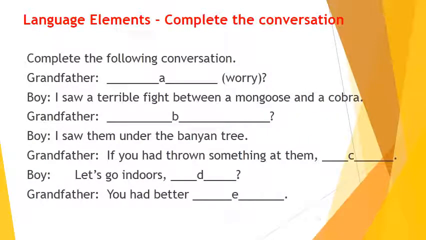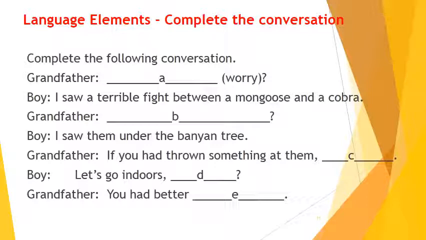Complete the conversation. That's also another question that may come for the examination. The conversation between the boy and the grandfather is given. First one, a clue is given, worry. I saw a terrible fight between a mongoose and a cobra. Grandfather dash. Okay, there's a question. That's also a question. I saw them under the banyan tree. That's the answer for that question.